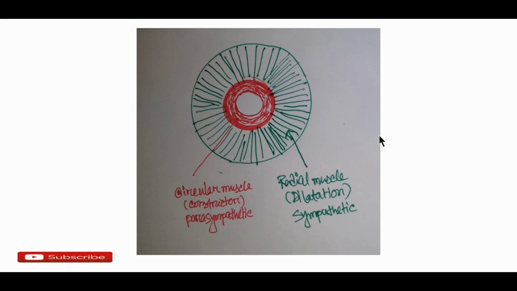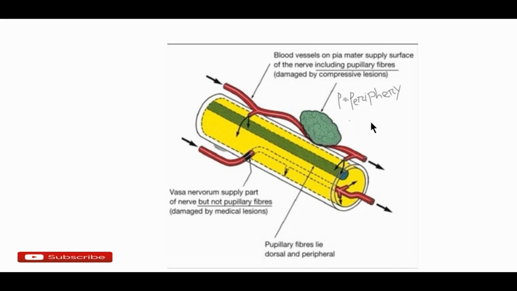But in some conditions the pupil may be spared, that is, the pupil may be normal. So let's see how and in which condition it may be like that. Here we have shown the nerve fibers of the oculomotor nerve. The yellow color is the motor fiber and the green color is the parasympathetic fiber. Parasympathetic fibers remain in the periphery and are supplied by the pial vessels, and the motor fibers remain inside and are supplied by the vasa nervorum.